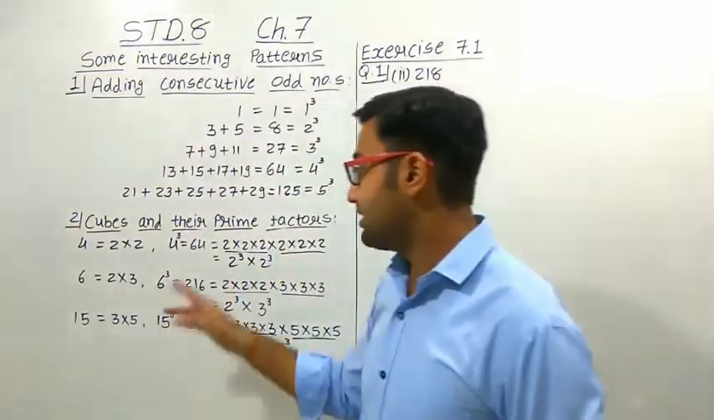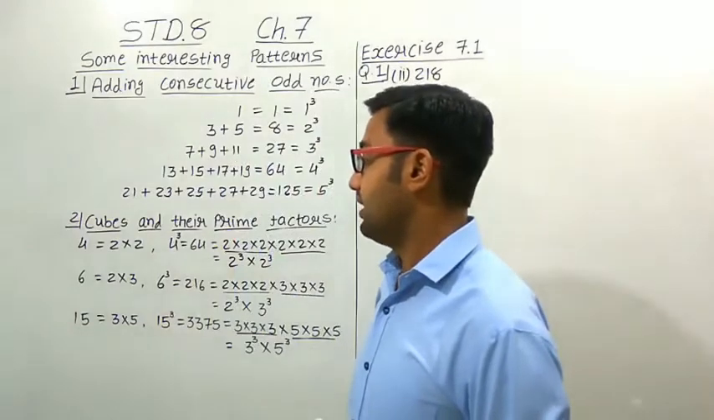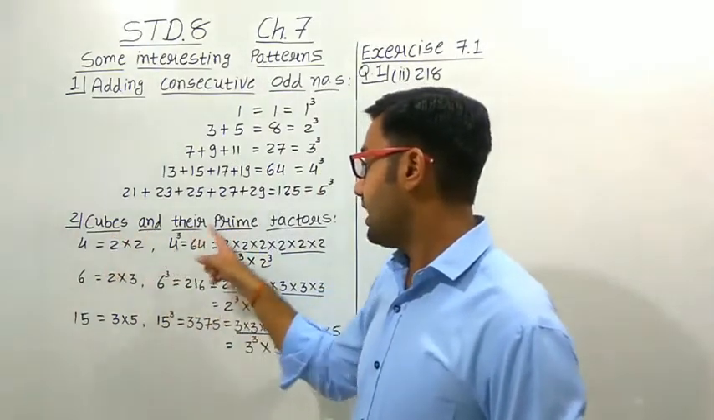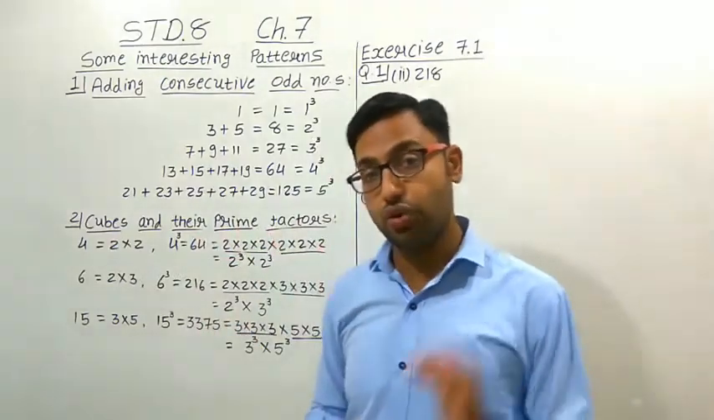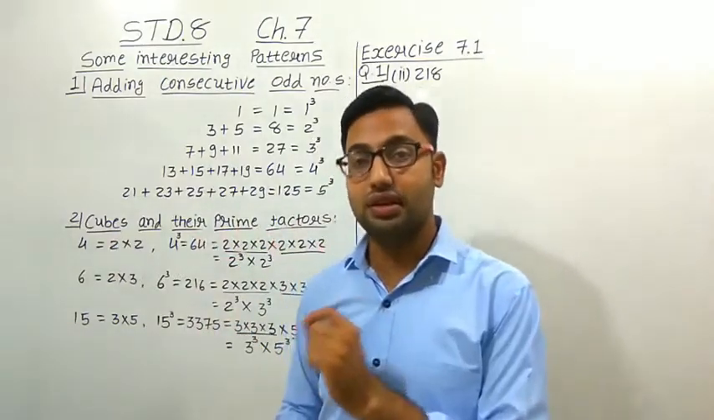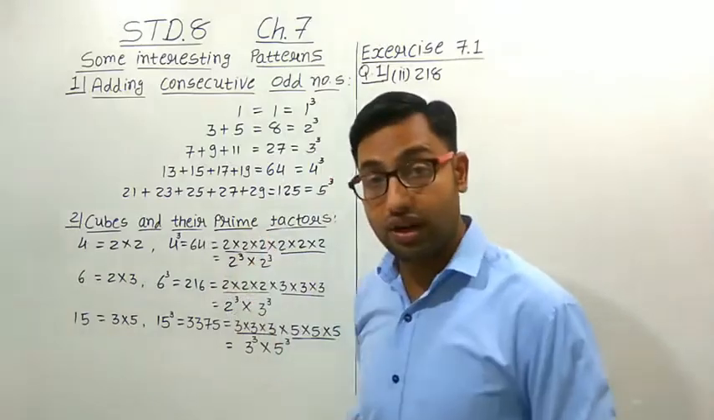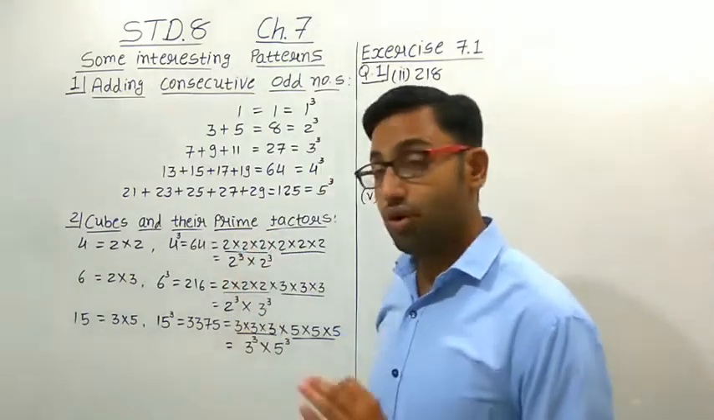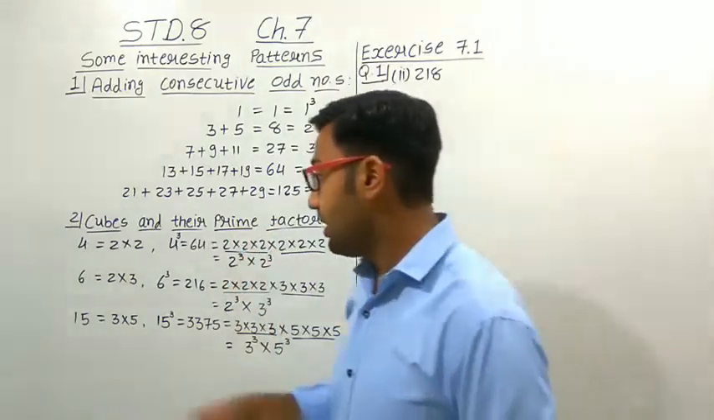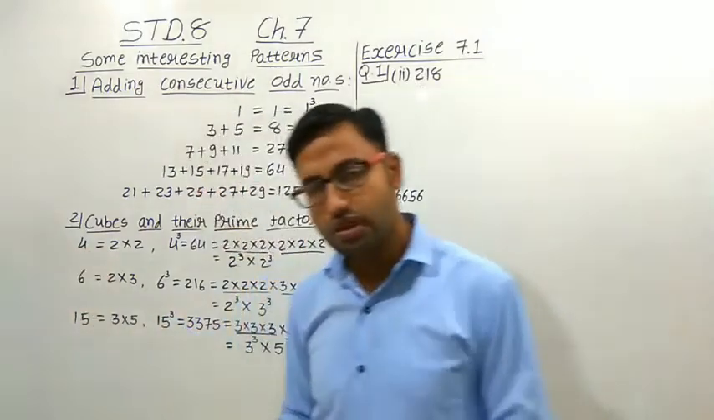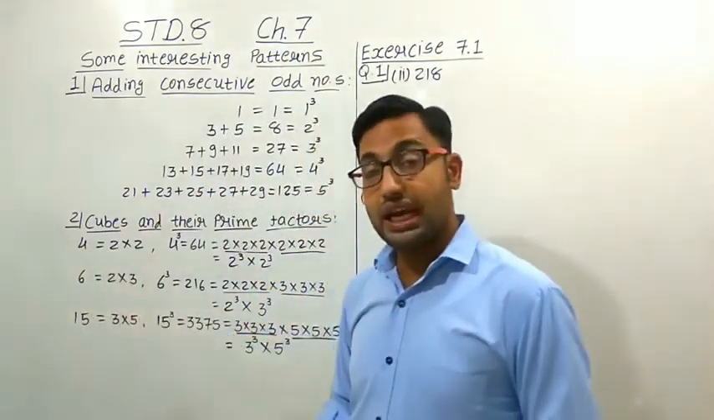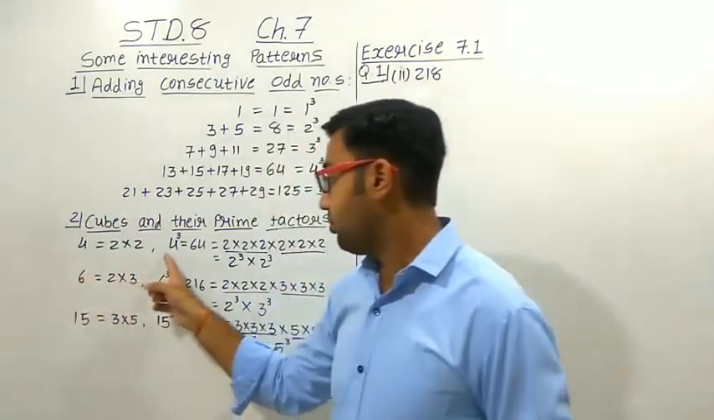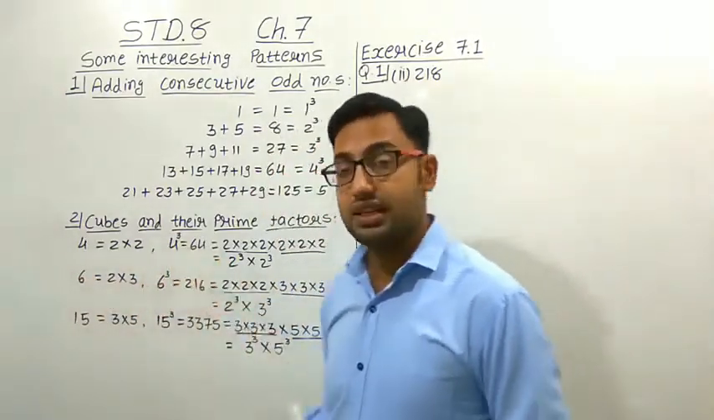Now let us understand the second pattern, that is cubes and their prime factors. Now this word prime factor, you are familiar with it, right? This is a term that you know very well now. If we have the number 4, we can prime factorize it as 2 times 2. Now when we take 4 cube, then 4 cube is what?